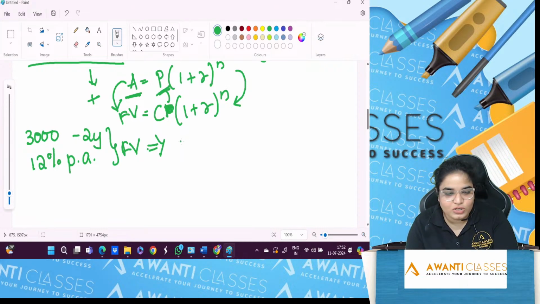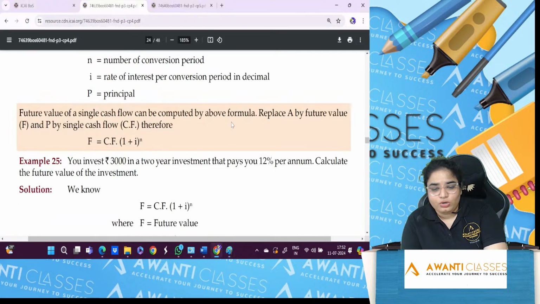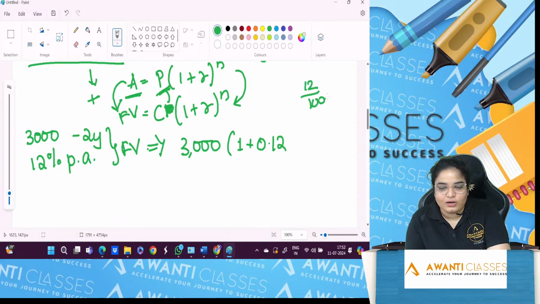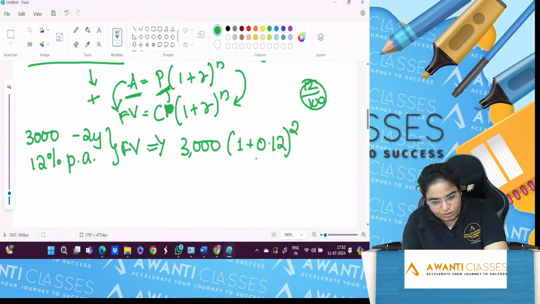Let us do this. C is how much are you contributing? You are contributing 3000 today. You will get it back in 2 years. So 1 plus R. R is how much? Rate is 12%. So 0.12. If you want, you can take it as 12 by 100 also. It is the same thing. 0.12 to the power of how many years? 2 years. Semi-annual, quarter, nothing they have said. So it is annual compounding.